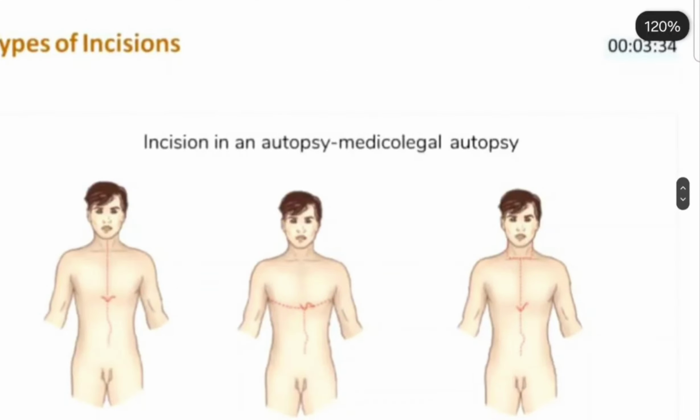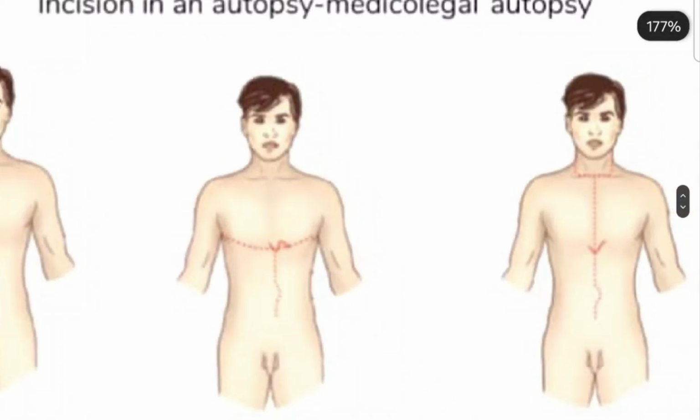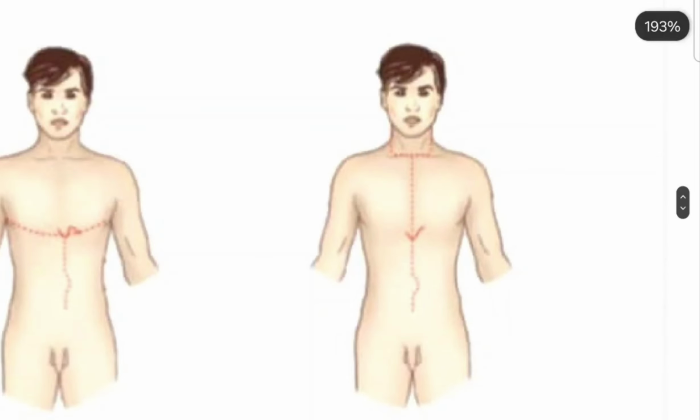You can see, guys, these are the types of incision. The first is the I-shaped incision. You can see in this image there is a straight line, so we say it is an I-shaped incision. In another image you can see it is Y-shaped. And in the third you can see it is modified Y-shaped. This incision is done from the neck till the thorax and abdomen. So this is modified Y-shaped.